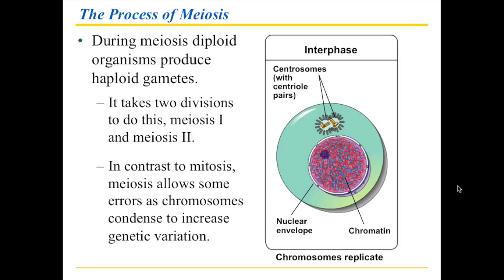Now, interphase, as is shown here, is the same in both mitosis and meiosis. As you see, the chromatin is in the middle of that nucleus, the nucleus is surrounded by a nuclear envelope, and the chromosomes are undergoing replication. So the genetic material is doubled. This happened during mitosis, and it happens as a precursor step to meiosis.